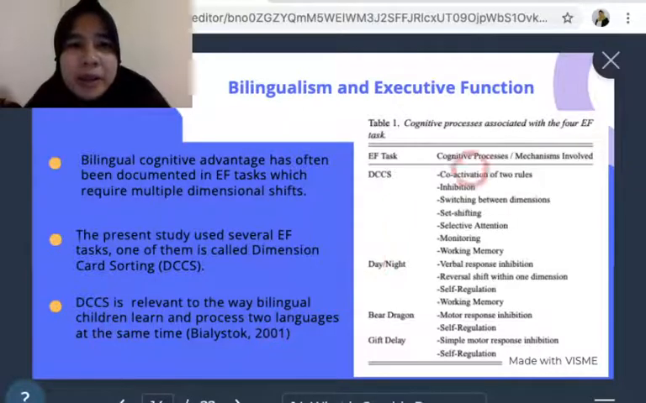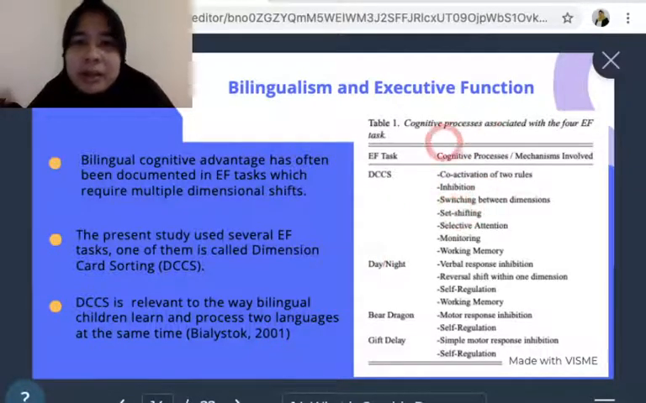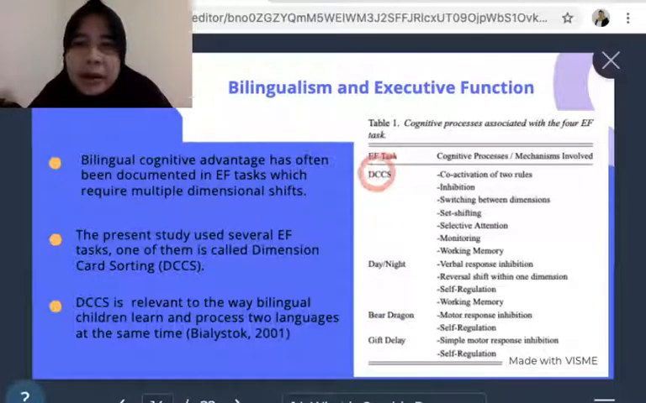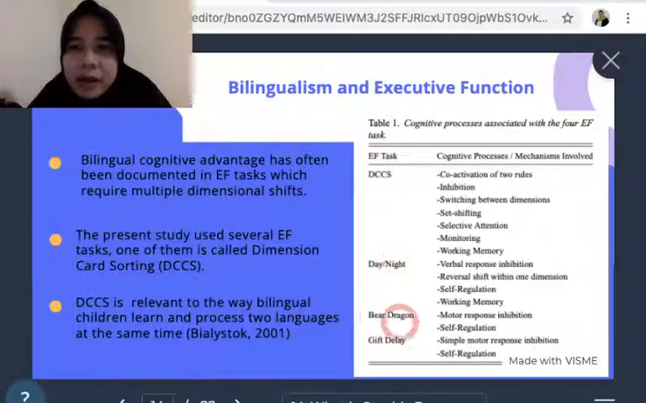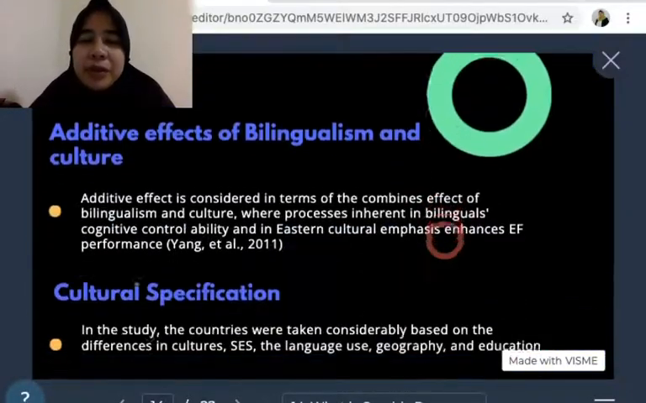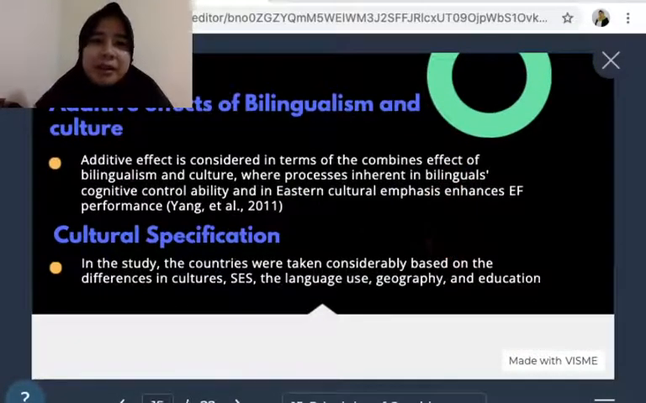Okay, and these are the several EF tasks that were conducted in this research: the DCCS, day and night, bear and dragon, and gift delay. All of these tasks are seeking to measure cognitive processes. Okay. Now let's move on to the additive effects of bilingualism and cultures.